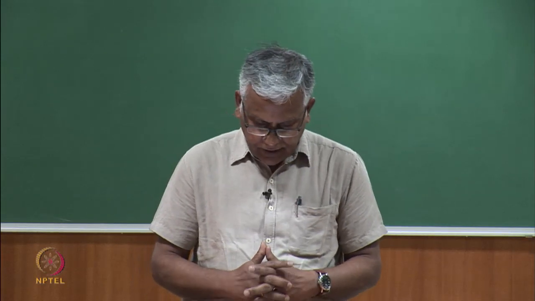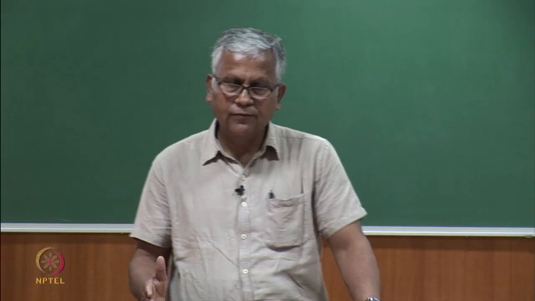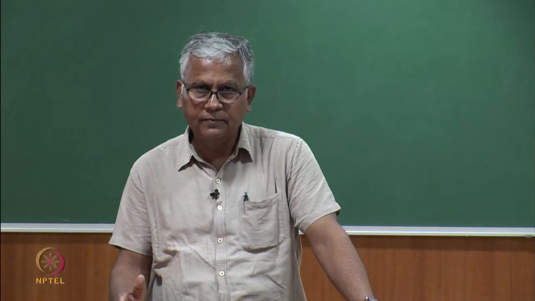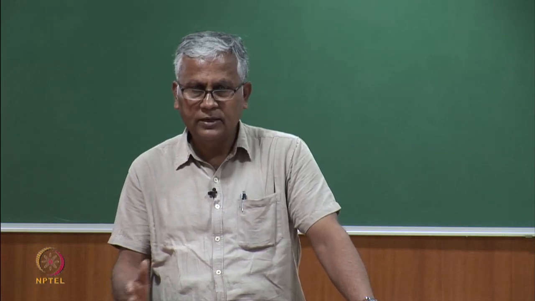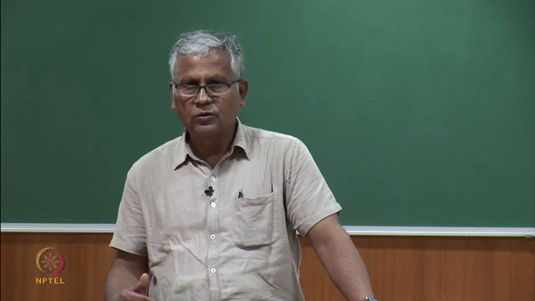So, therefore, the effect of increase in doubling and draft opposes each other as far as the irregularity generation is concerned. The net depends upon which effect is predominating in nature. Till the doubling of 8, an increase in doubling reduces the output sliver irregularity. That has been found with the modern draw frame, and instead of going from 5 doubling 5 draft, 6 doubling 6 draft, if we go up to 8 doubling 8 draft, we actually expect the irregularity to go down.